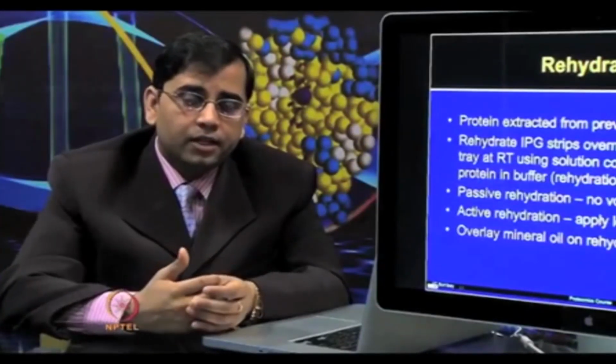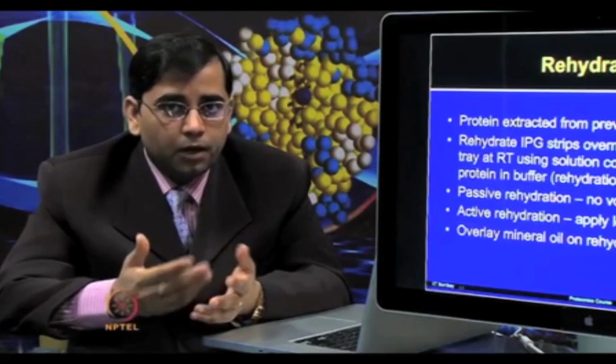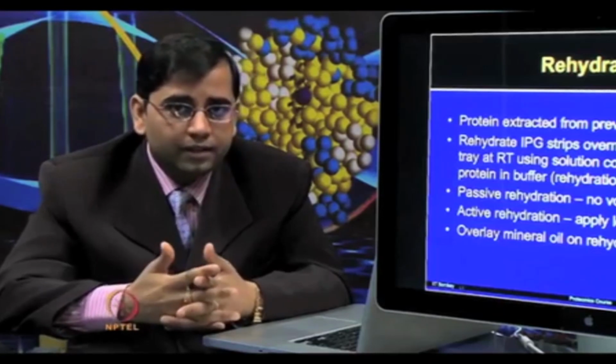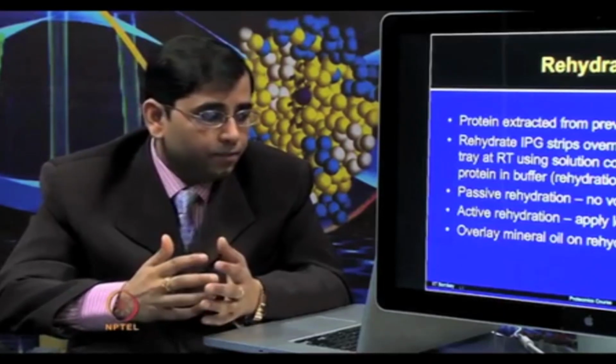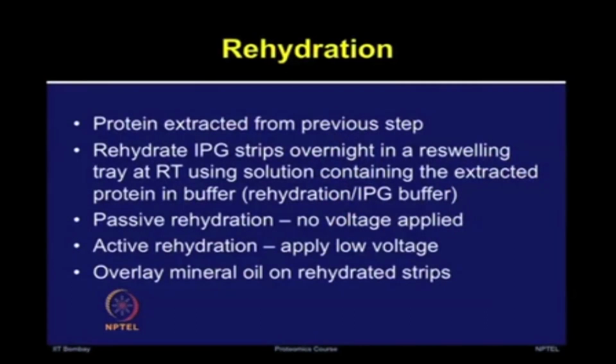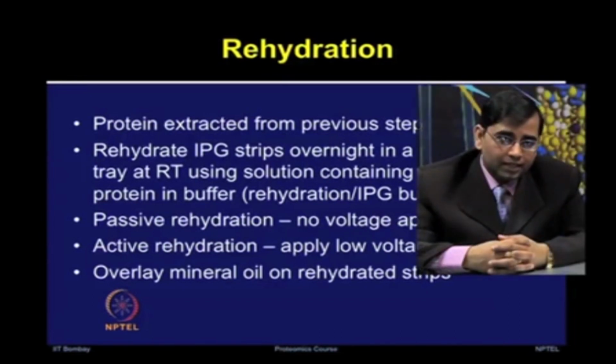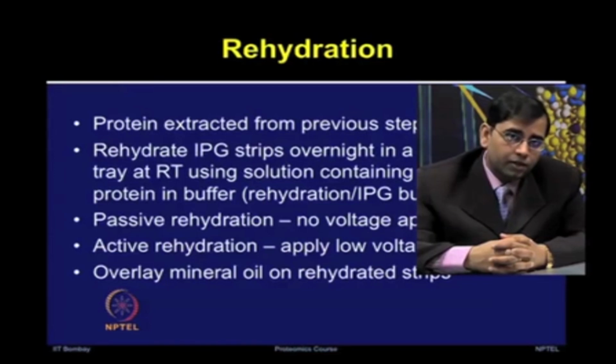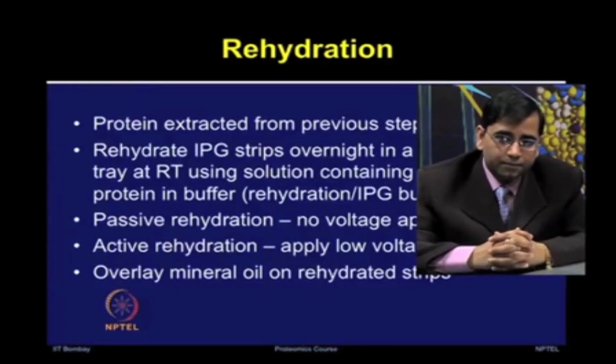So, the rehydration is one of the important steps before applying the electric field in the IEF process. As you have seen in the previous animation, to rehydrate the IPG strip, you can apply the protein solution on the IPG strips, and different methods can be used for this, whether passive rehydration where no voltage is applied, or active rehydration where you apply the protein sample and a very low voltage is applied to resolve the proteins.